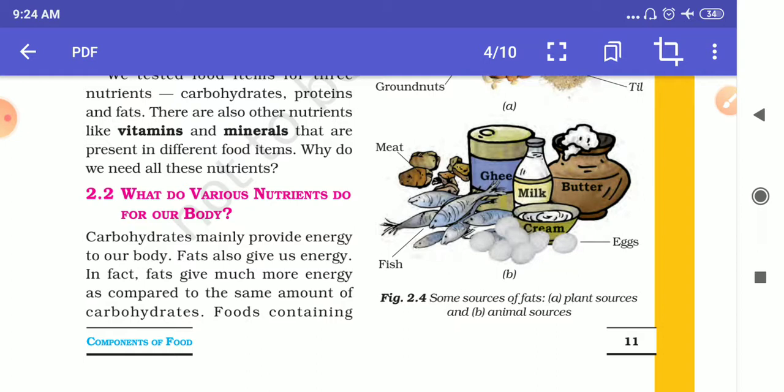Carbohydrates are present in two forms in our food. These two forms are starch and sugar. Potato, bread, rice are some rich sources of starch. Glucose is an example of sugar. Fruits, honey, table sugar are rich in glucose.